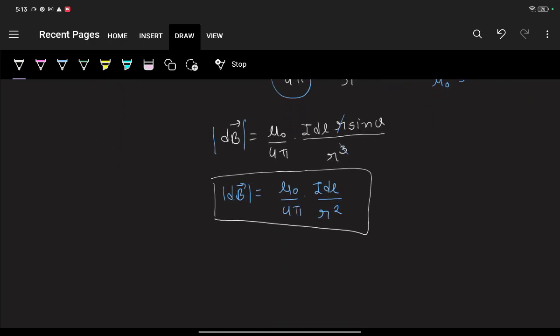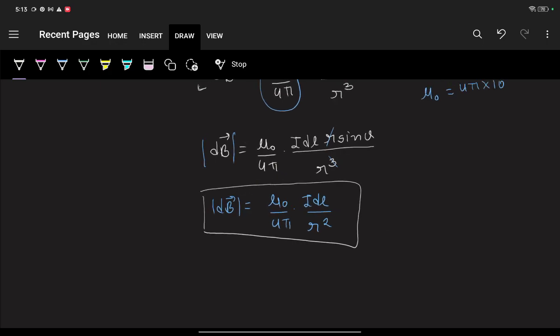If we want to find B at point P, we have to integrate, yes, of course. So this is the formula for the magnetic field from the Biot-Savart law.